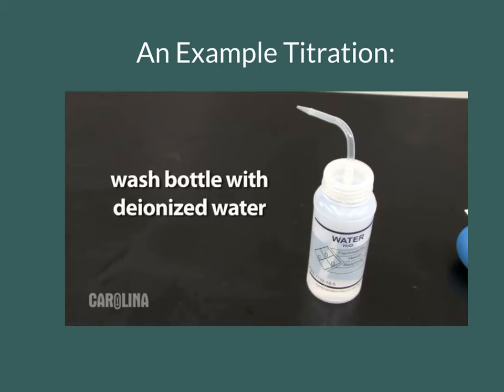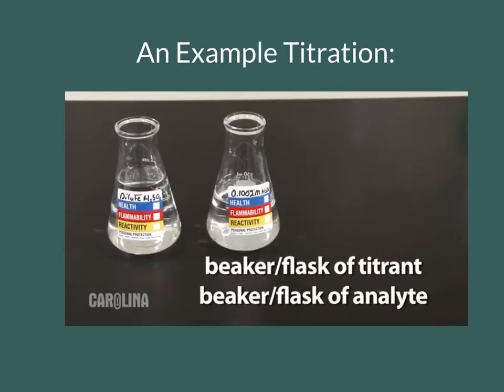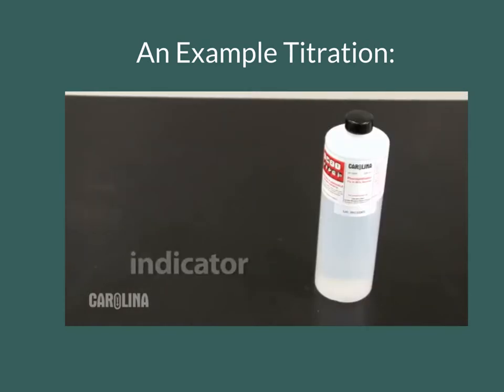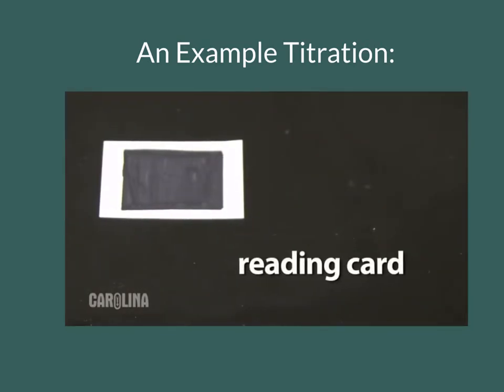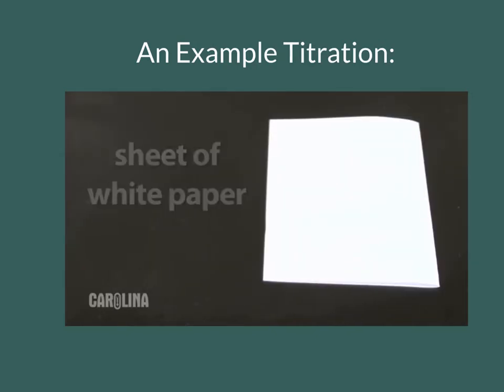A wash bottle filled with deionized water, a beaker or flask of titrant and of analyte, indicator selected for your reaction, a reading card to help read the meniscus, and a sheet of white paper to help visualize the endpoint.